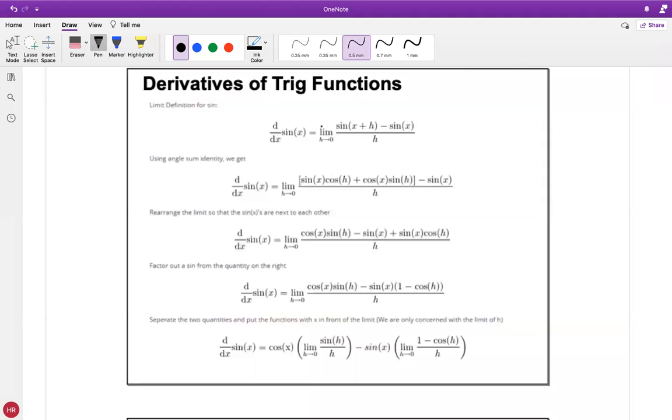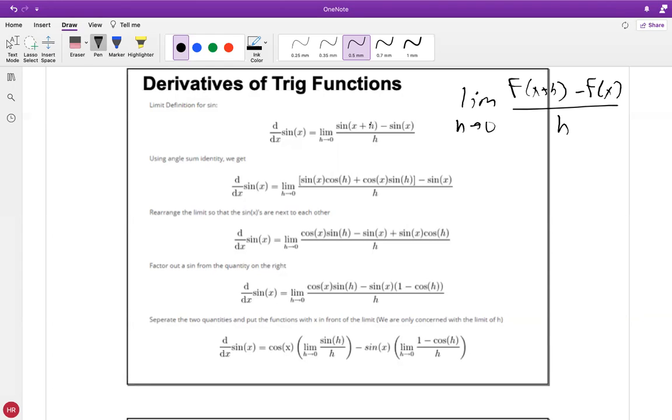You want the derivative of sine x, so you plug it into our friendly definition of the derivative, which you remember as being f of x plus h minus f of x all over h as h approaches 0. And that is what they did here. Instead of f of x, they use sine.